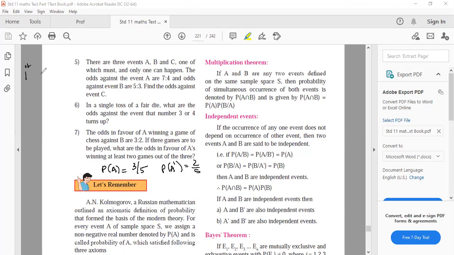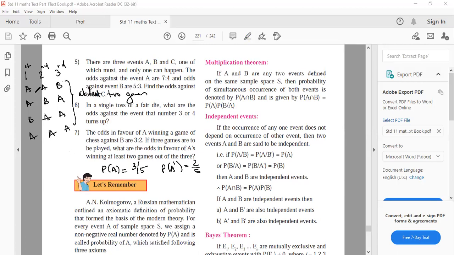So first game, second game, third game. Tell me the possibilities of A winning the game. One possibility is winning at least 2 games: A wins, A wins, and B wins. This is at least 2. Then A wins, B wins, A wins. Then B, A, A. Then all 3 games A wins. That is what is known as at least 2 games.